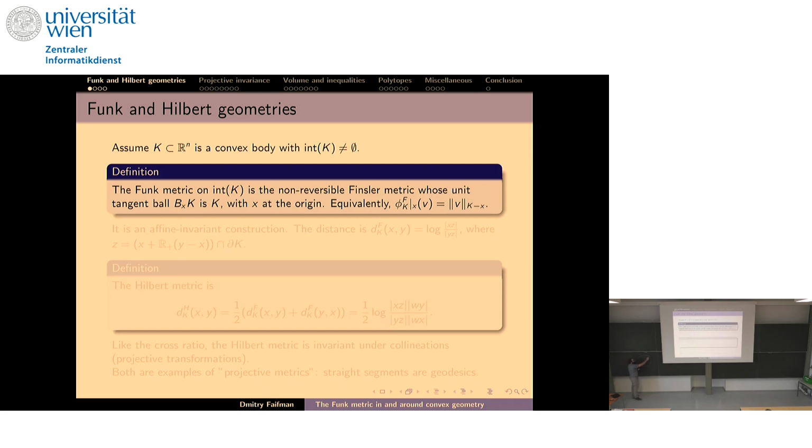For instance, if you're close to the boundary, then this vector has a very serious norm that from the normed perspective you don't see. So it's a bit like hyperbolic metric in a formal way, we will see soon.